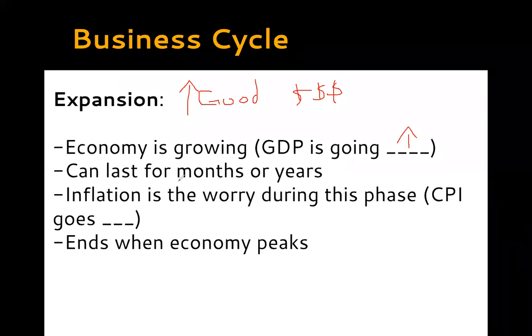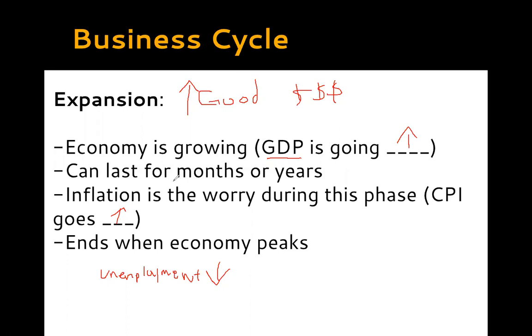Now, what you got to worry about in this part of the business cycle is inflation. You don't have to worry about unemployment. Unemployment is actually doing what right now? In this phase of the business cycle, unemployment is going down because people have jobs. This is when things are good. So inflation is the worry in this part because your CPI is going up. Now, why is CPI and inflation going up? Because GDP is going up. The more people spend, the more prices are going to increase within this business cycle.